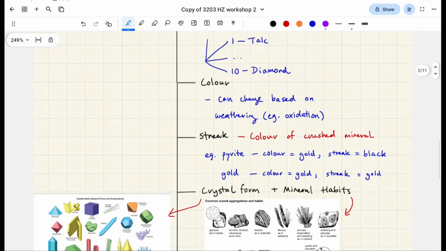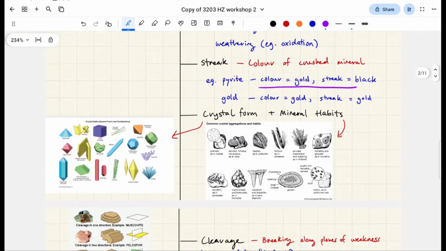Color's pretty straightforward. Streak is a bit different to color. Streak is when you crush up the rock, and it might have a different color to the color that you see. The color you see might be affected by oxidation and other processes. For example, fool's gold is a mineral called pyrite. Its appearance is gold, but when you crush it up, it's actually black. So it has a different streak to color.